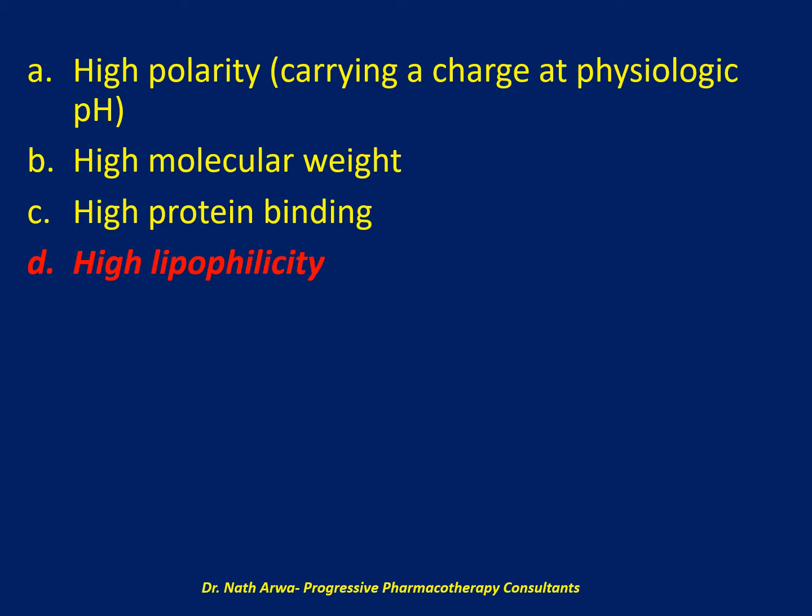D is the correct answer, high lipophilicity. Now, high lipophilicity, low protein binding, low molecular weight, and low polarity are characteristics or PK parameters that would predict good penetration across the blood-brain barrier. Of those listed above, D is the correct response. So answers A to C are all wrong. Let's move to the next question, please.